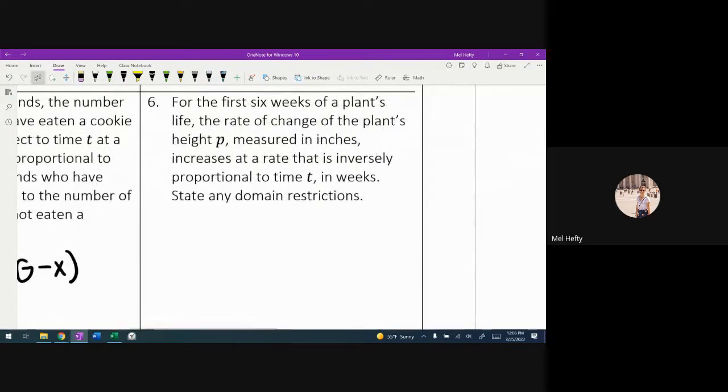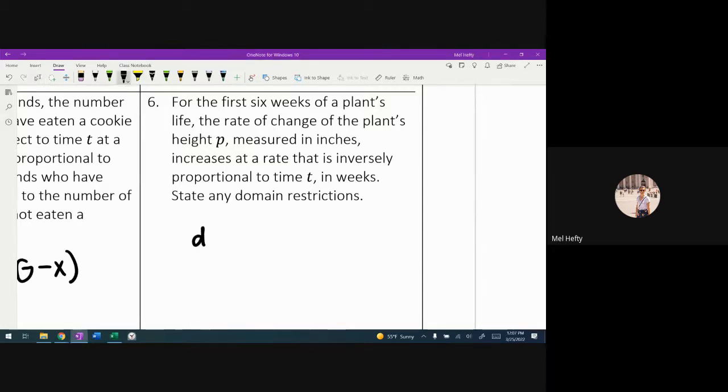Plants. I like plants a lot. For the first 6 weeks of a plant's life, the rate of change of the plant's height increases at a rate that is inversely proportional to time t in weeks. We also see some new directions. State any domain restrictions. Anyone know what the derivative side is going to look like?